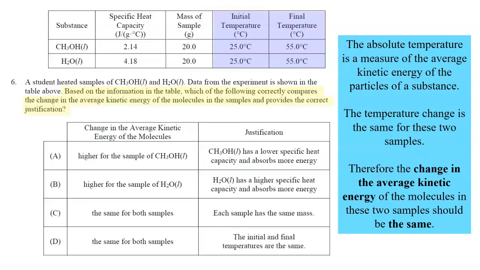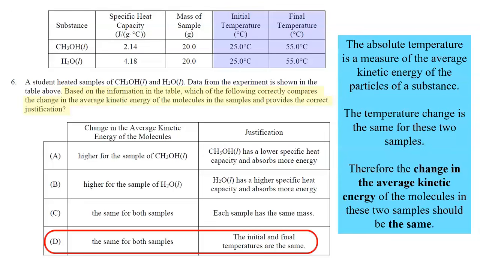Now, the reason why the correct answer is not choice C is because of the justification. It says that each sample has the same mass. It's not about the mass, it's about the temperature. So the correct answer to question 6 is choice D. The change in the average kinetic energy of the molecules is the same for both samples, but the reason why, the justification, is the fact that the initial and final temperatures are the same.